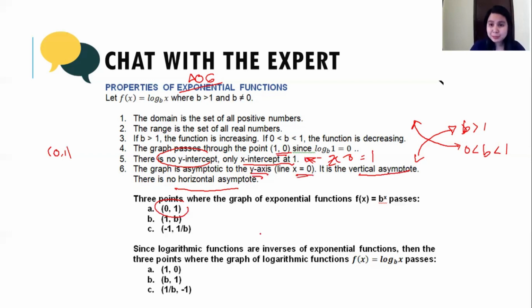Remember, for the exponential function, our graph passes by (0, 1), (1, b), and (-1, 1/b). In the logarithmic function, you just interchange the x and the y. So it passes by (1, 0), then (b, 1), and the last at (1/b, -1). Let's have 3 examples. Ready?